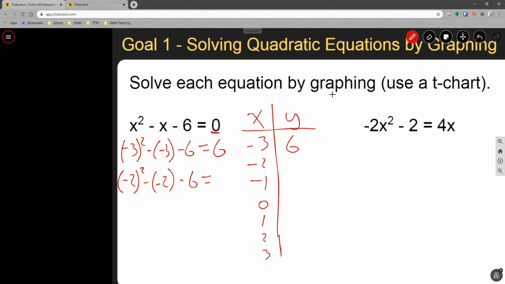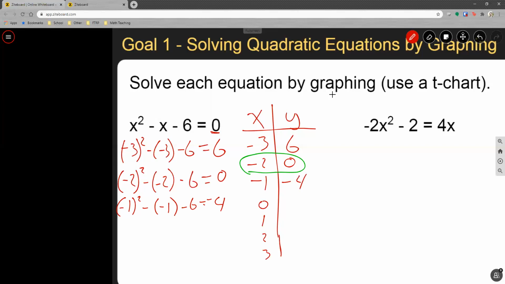Well, -2 squared is +4. Minus -2, that's going to be plus 2 more, that's 6. 6 minus 6 is 0. So when I plug -2 in, I get a 0. So that's going to be a solution for my quadratic. But let's go ahead and continue plugging these points in very quickly. -1 squared is +1. Minus -1, that's going to bring me to +2. Minus 6, that's going to be -4. 1 plus 1 minus 6 equals -4.